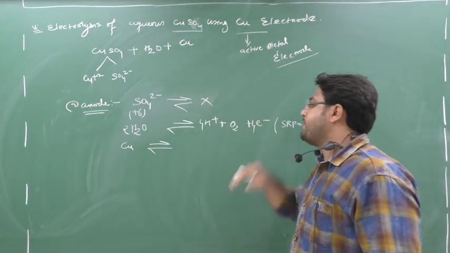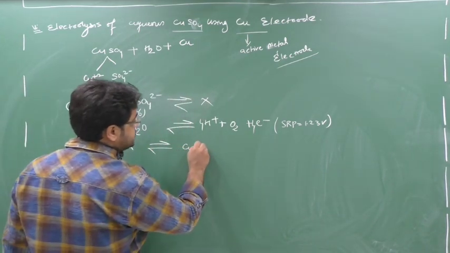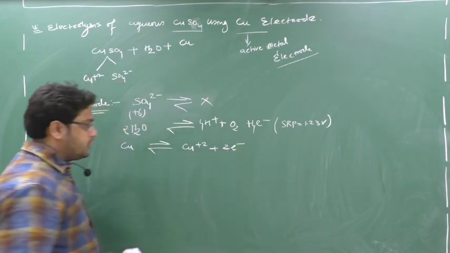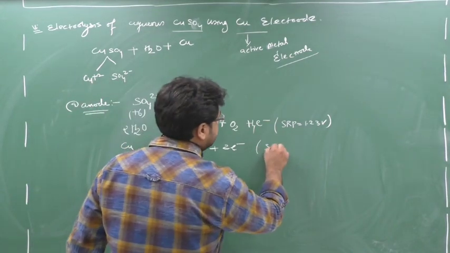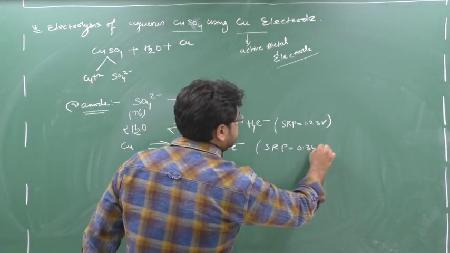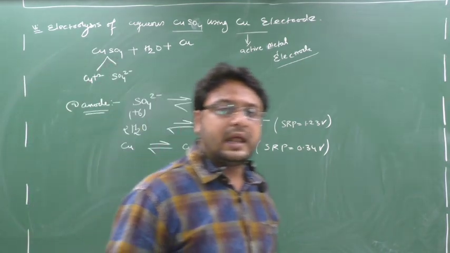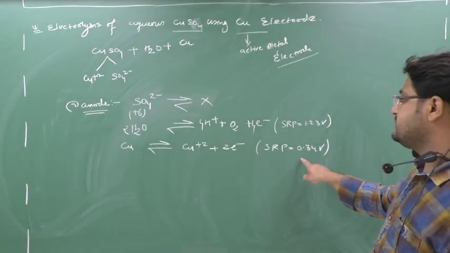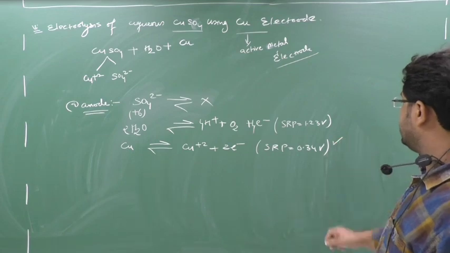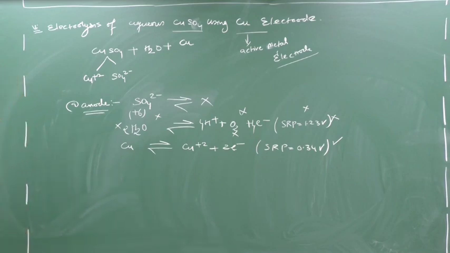So I have to consider copper here also. Copper can act as the anode and form Cu2+ plus 2 electrons. For this, the SRP value of copper is 0.34 volt. Clear? Now you know the lesser value goes to the anode and the larger value to the cathode. Which is the lesser value? The lesser value is copper, so this reaction will occur and the water reaction will not. So here copper will undergo the reaction whereas water will not.